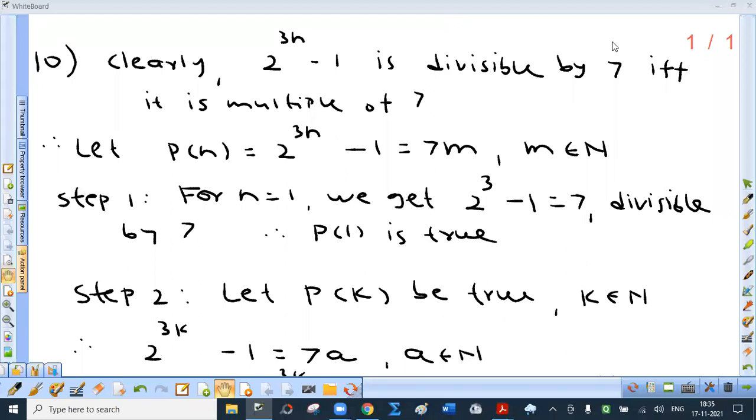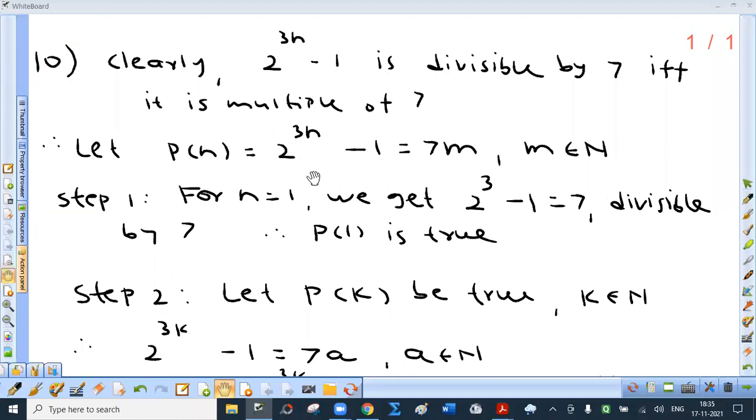Sum number 10, using induction, we have to prove that 2 raised to 3n minus 1 is divisible by 7. See, we say that 15 is divisible by 3, means what? 15 is an integral multiple of 3. So 2 raised to 3n minus 1 is divisible by 7. IFF is the standard short form of if and only if. So 2 raised to 3n minus 1 is divisible by 7 if and only if it is a multiple of 7.